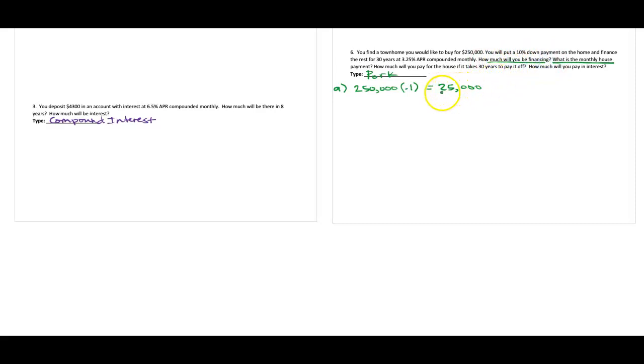So how do we figure out how much we're financing? Subtract that. Yeah, so right, and I'll write it down here just to make sure everybody sees where the numbers are coming from. So I'm subtracting that off. All right. And so that means we'll end up with 225,000 is how much we're going to be financing.